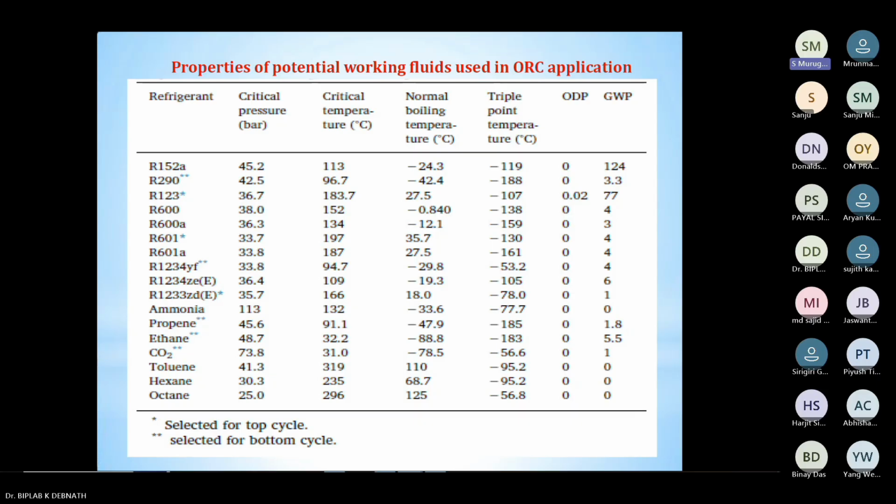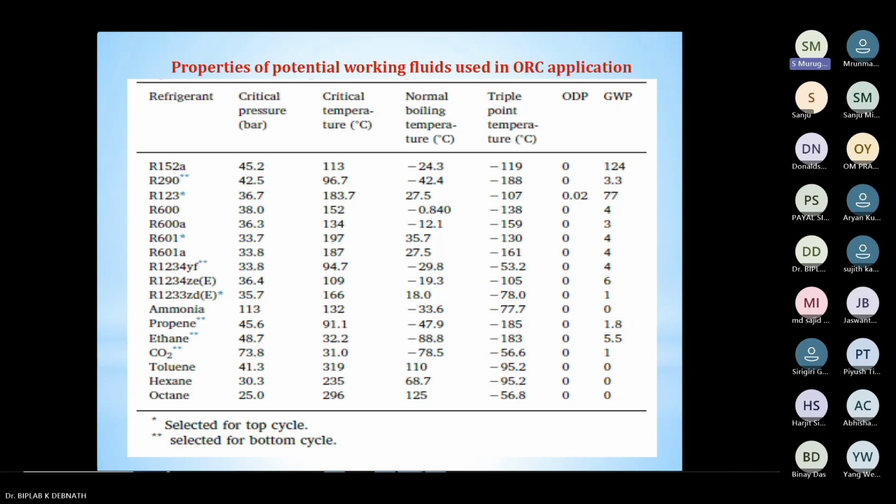On the left side you can see, as I told, normally refrigerants have low boiling points. Therefore, many refrigerants are shown here, like R152A, R290, R123, R600, R600A, R601, R601A, R1234yf, R1234ze, ammonia, propane, ethane, CO2, like this. Their critical pressure, critical temperature, boiling point and triple point are all given. Their ozone depletion potential and global warming potential are also shown in the last column. You can go through this.